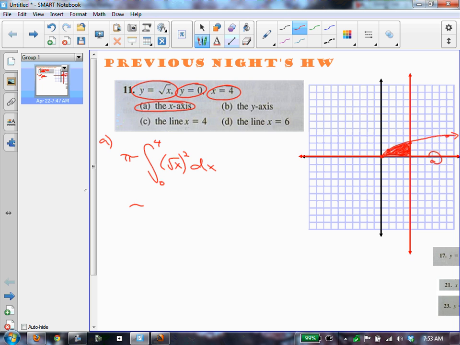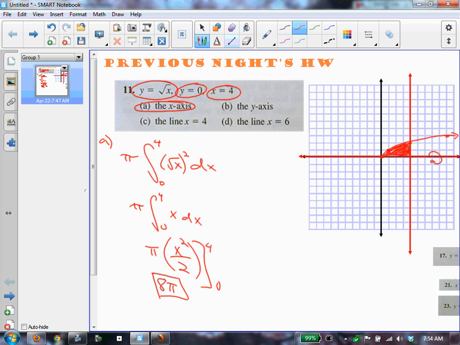And I like this one because for the square root squared, I get x, and then I'm going to get x squared over 2 times pi. I need to evaluate that from 0 to 4. When I plug in 4, I get 16 over 2, which is 8. So I get 8 pi minus, when I plug in 0, 0. So I just get 8 pi. All right, well, that wasn't so bad.